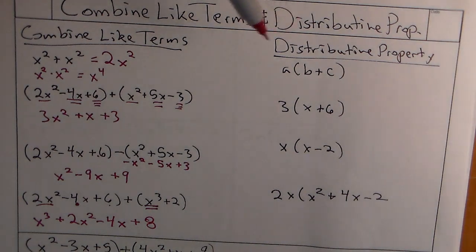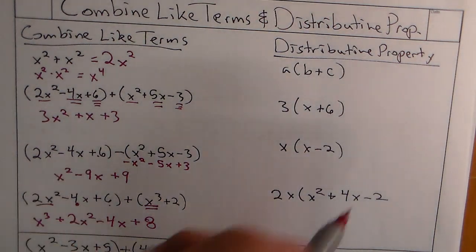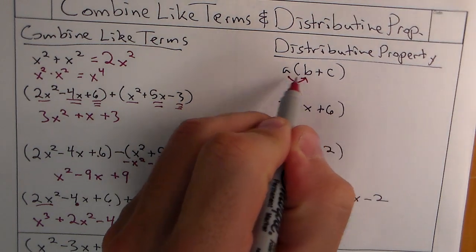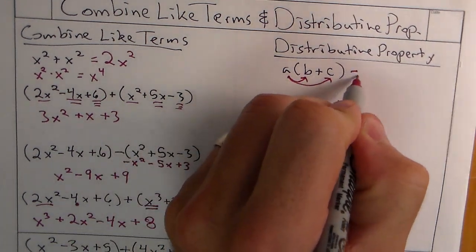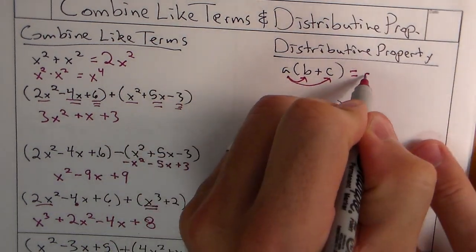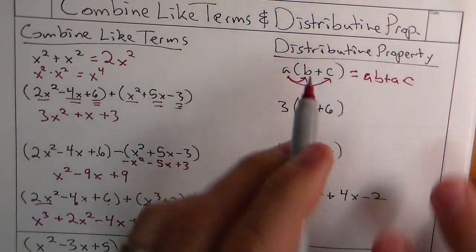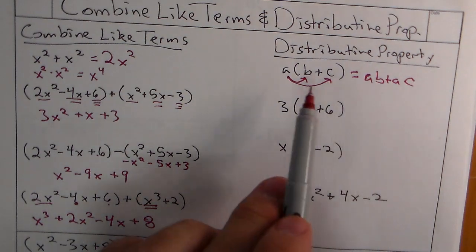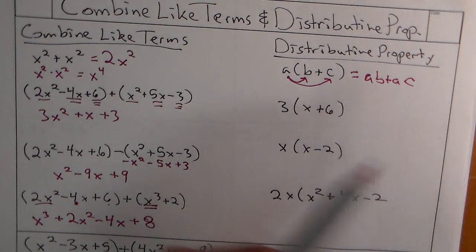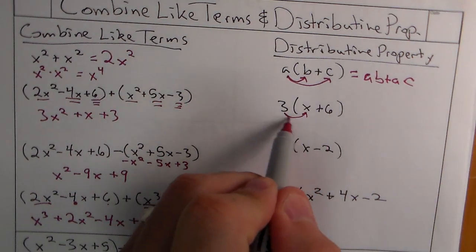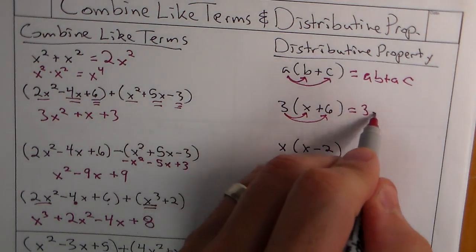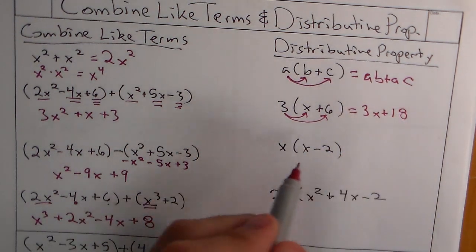The other side that we're going to look at is distributive property. In distributive property, we're multiplying a term to all the terms within the polynomial. So a is multiplied to b, and a is multiplied to c. We keep the addition between the two and multiply it to both values. So something like 3 times x plus 6 is going to be 3x plus 18.